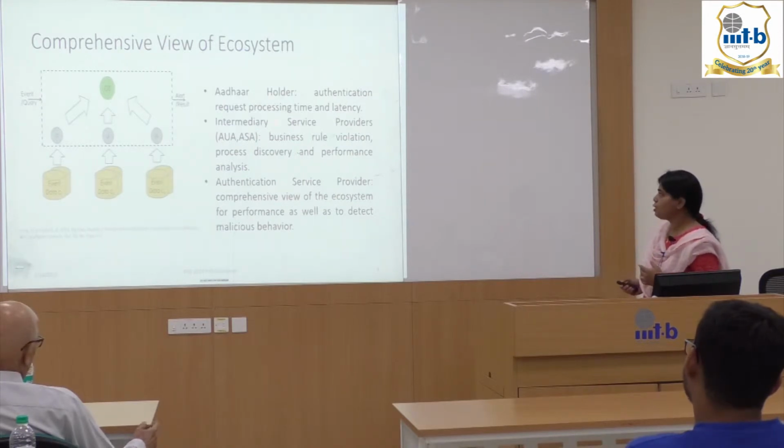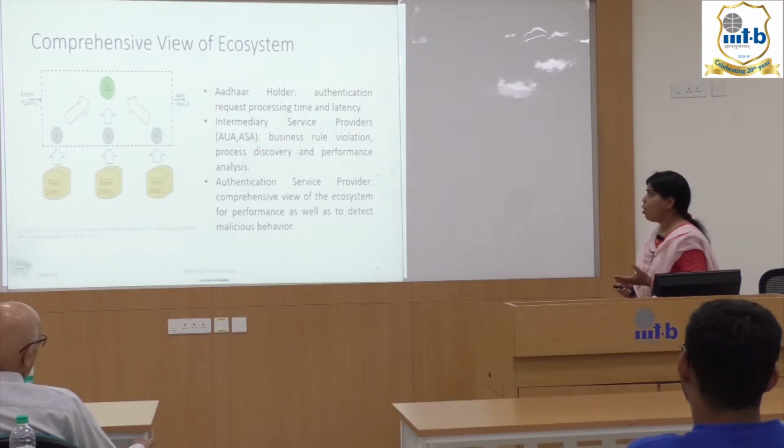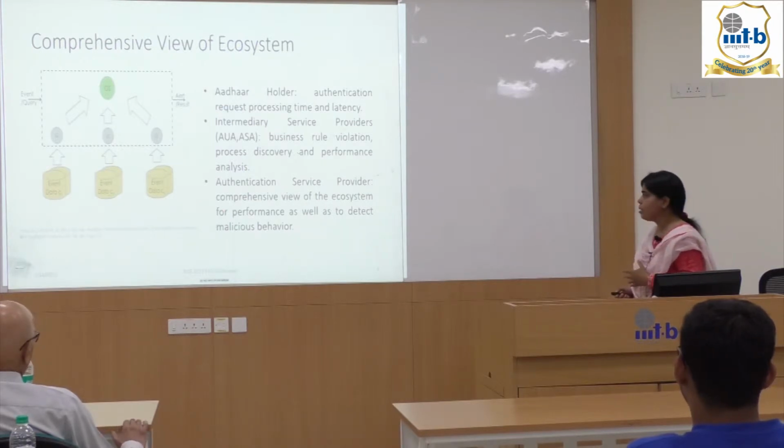There were different users in Aadhaar authentication ecosystem, so we took that as a case study. Now this is the comprehensive view of the ecosystem that we got from the framework. The Aadhaar holder gets information on how much the request processing time is. AUA and ASA are more concerned about whether there is any business rule violation, or they are interested in process discovery or performance analysis. And the authentication service provider, that is the CIDR, is interested not only in performance, but also in detecting malicious behavior in the ecosystem.